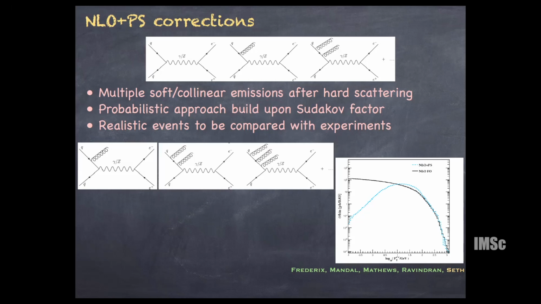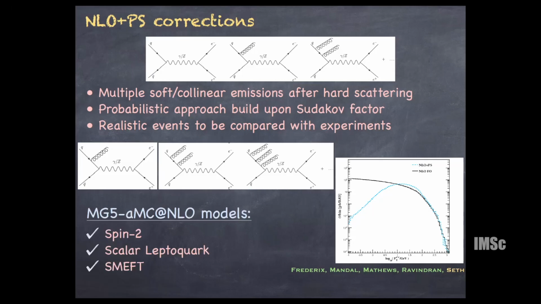You can see this black line is the fixed order calculation, and in the low pT region it is diverging. But when you match it to the parton shower, the result converges, and it goes down because of the Sudakov suppression. In MC@NLO, I have done much work in these directions. From scratch, we have implemented many models so that anyone can do the NLO plus PS corrections in this MadGraph5_aMC@NLO framework. This spin-2 one I did with Ravi, this I did in my postdoc, and SMEFT I did one work with Shankho.